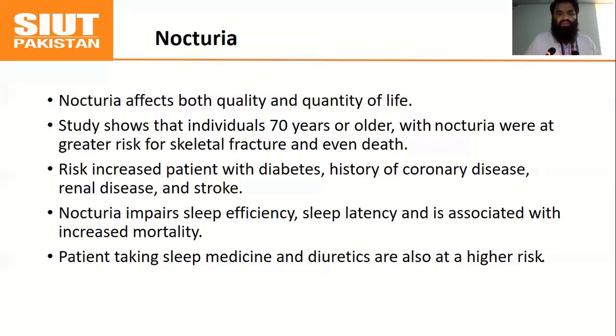Nocturia affects the quality and quantity of life. Individuals 70 years or older with nocturia have a greater risk of skeletal fracture and even death. Risk increases with diabetes, coronary disease, renal disease, and stroke, and sleep efficiency and sleep latency are also related to increased mortality. Patients taking sleep medicine and diuretics are also at a higher risk of mortality.